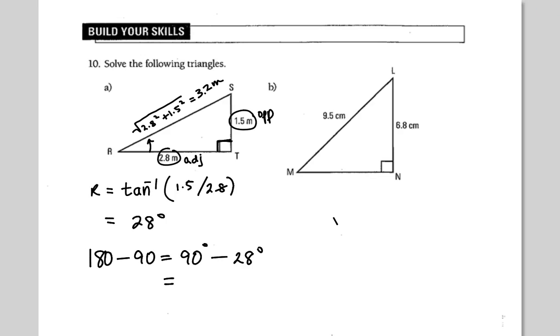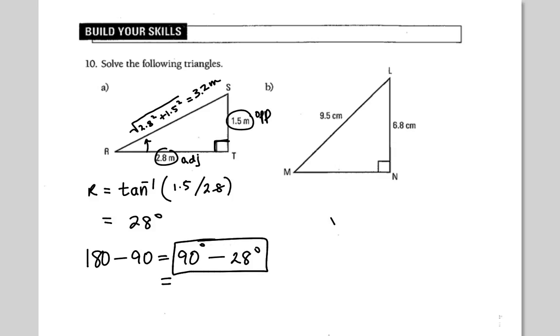And this is actually a shortcut method. To find the 2 acute angles, you know, they have to add up to 90 because this one down here adds up to 90. So R and S have to add up to 90. So if I know R is 28, subtract 28 from 90 and I get 62. That triangle's done.